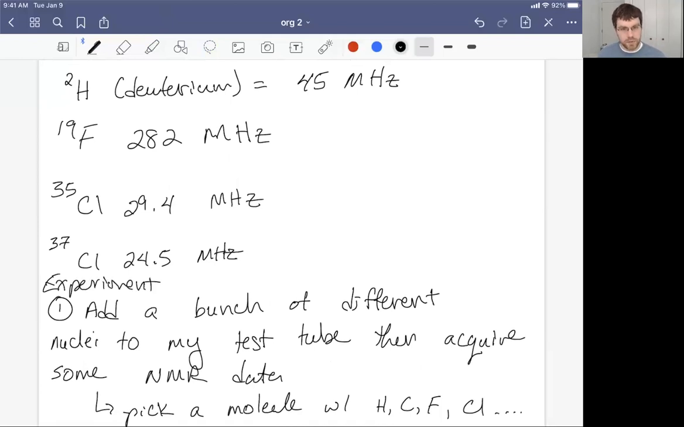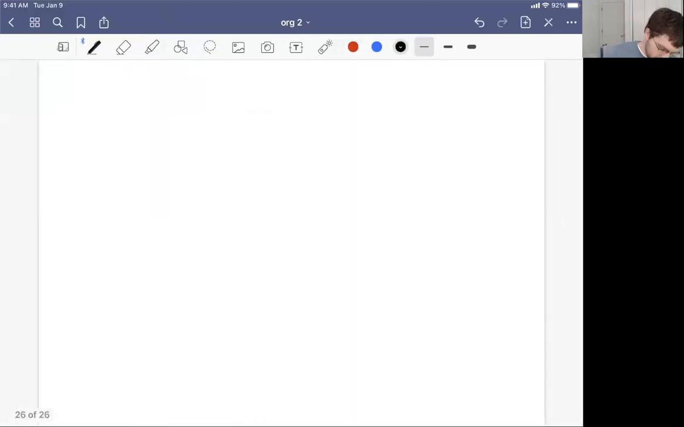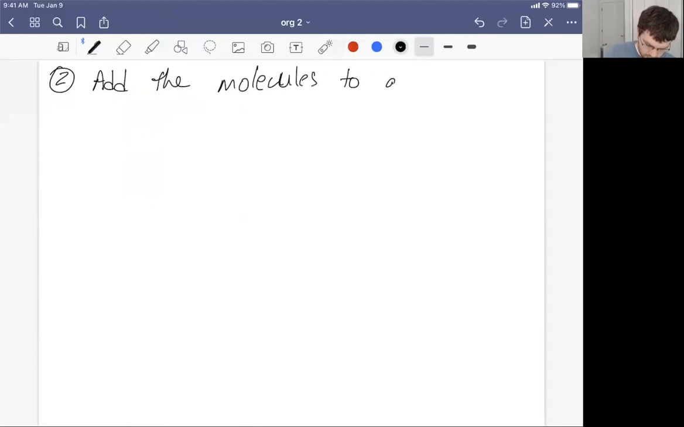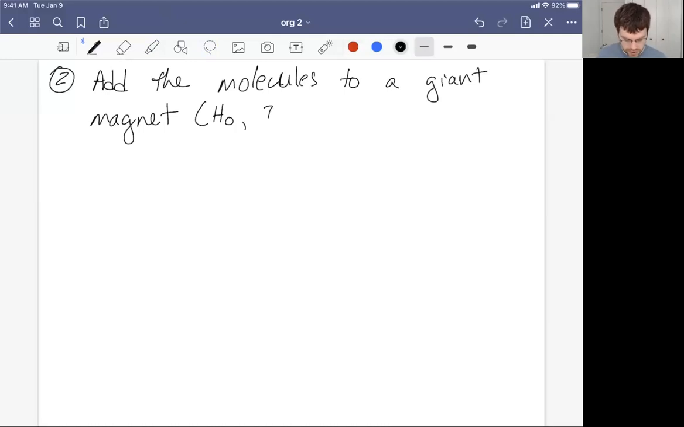Okay, so step 2 of the experiment is we're going to add all of this to a giant magnet. Let's turn the page. Okay, let's say it's 7 Tesla. That giant magnet's going to induce a magnetic field, which previously we defined as H0. We're going to keep that at 7 Tesla because we are familiar with the numbers.